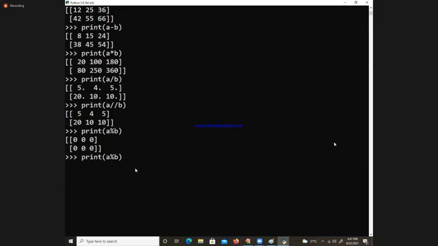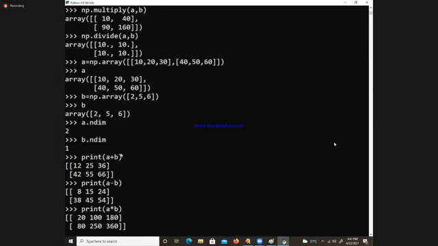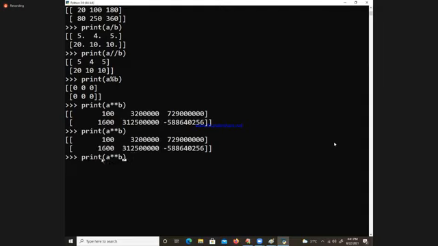Next, print of A star star B. We are going to get this type of data. So, 10 to the power of 2 up to 60 to the power of 6. All different types of elements are coming. So why is this element coming as minus? Is it going to be the same? So we need to have some doubt about the star star operator. Okay, one minute.